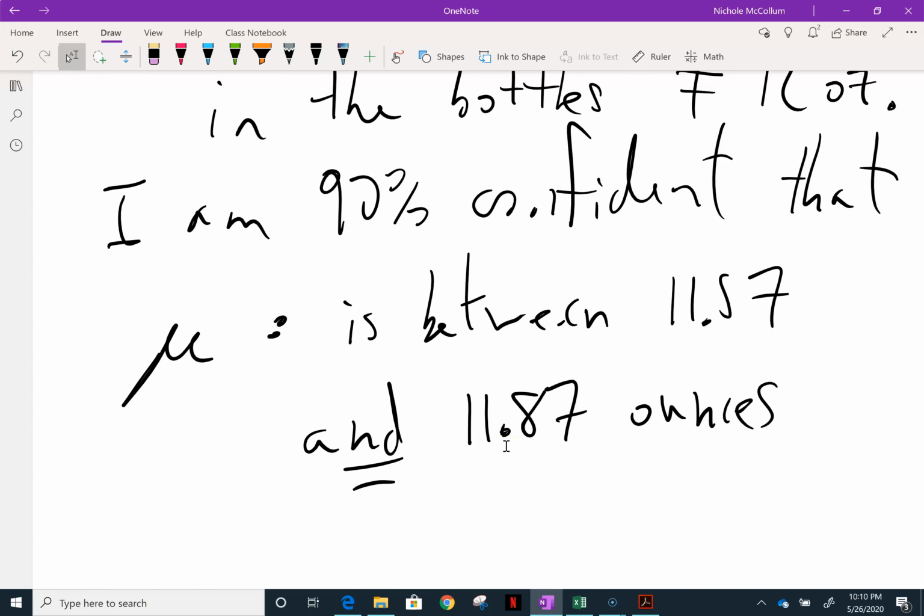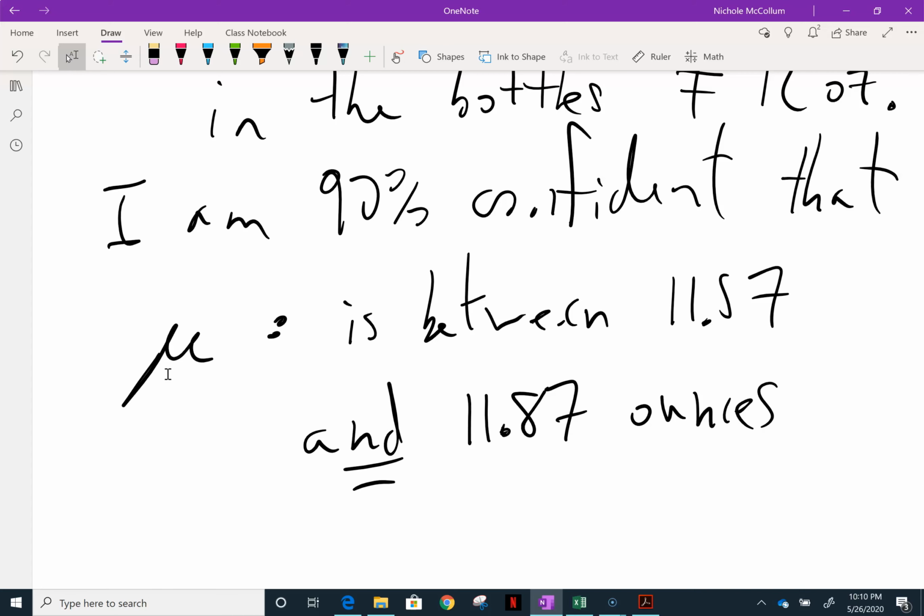Customers are expecting 12 ounces. On the high end, we're not giving it. On the low end, we're really not giving it. It could be as bad as 11.57 ounces. Mu is somewhere between them. I don't know mu. Guys, I got bottles. I got over 10,000 bottles that have left the store, left the factory.